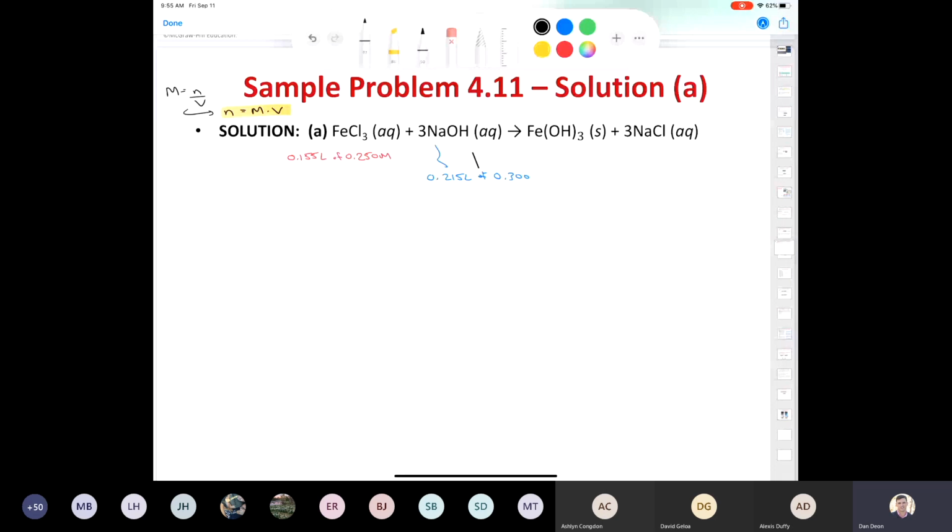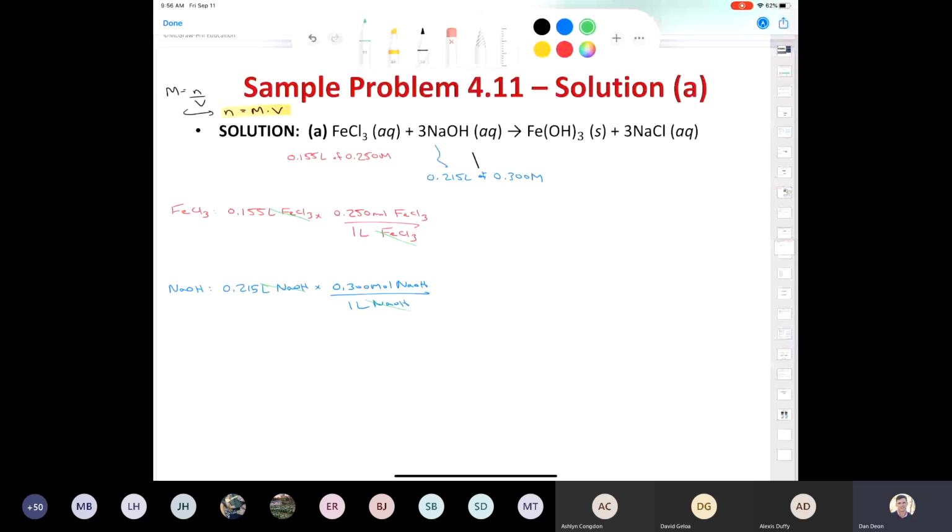So we'll start with iron 3 chloride. For our FeCl3, we have 0.155 liters of FeCl3. We have 0.250 moles of FeCl3 in 1 liter of FeCl3. If I was to stop right here, you see that I would end up with moles of FeCl3. I'm not going to do that. I'm going to move over to the sodium hydroxide, and then I'll come back to this in a second. For my sodium hydroxide, I do the same exercise: 0.215 liters of sodium hydroxide multiplied by 0.300 moles of sodium hydroxide in 1 liter of sodium hydroxide. Look, the volume of sodium hydroxide cancels out. If I was to stop here, I'd end up with moles of sodium hydroxide, but I'm not going to stop here. Let's go back to the iron 3 chloride.